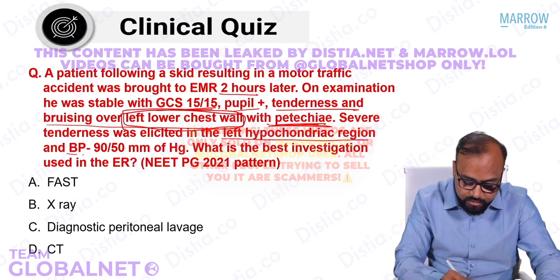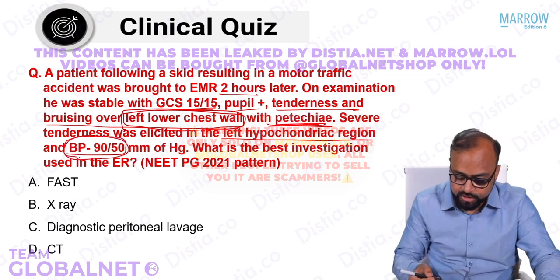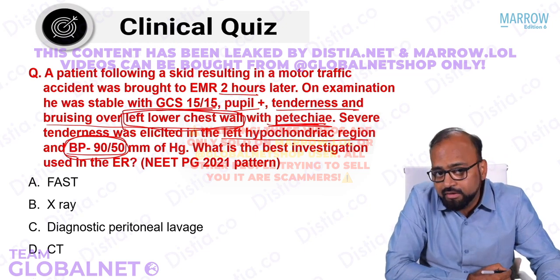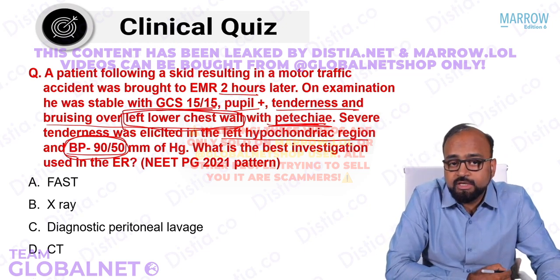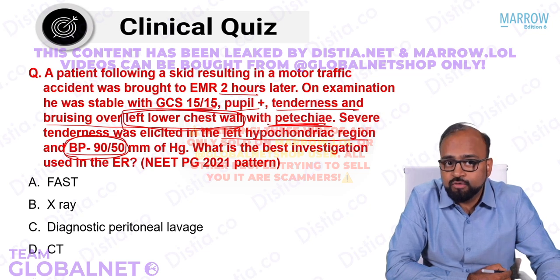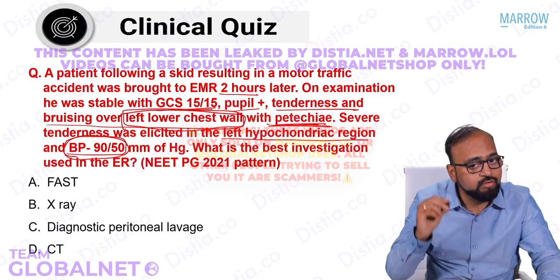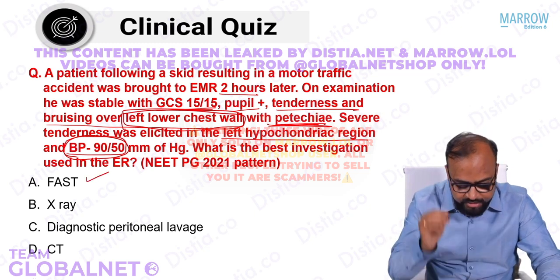He was having pain. Look at his blood pressure. Blood pressure is low. He is in hypotension. If you see a patient like this, what is the next step to be done? The next best investigation to be done in the emergency room for assessment of abdominal trauma is focused assessment with sonography in trauma, and that is called FAST.